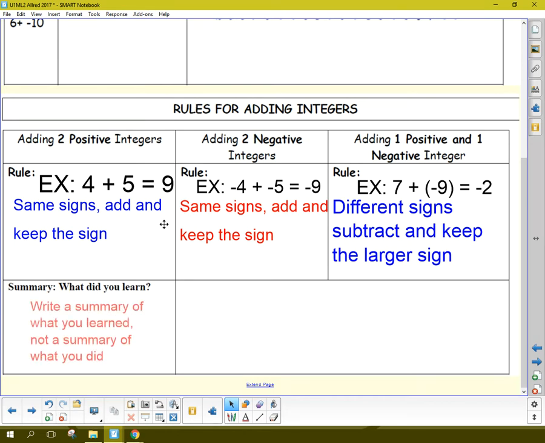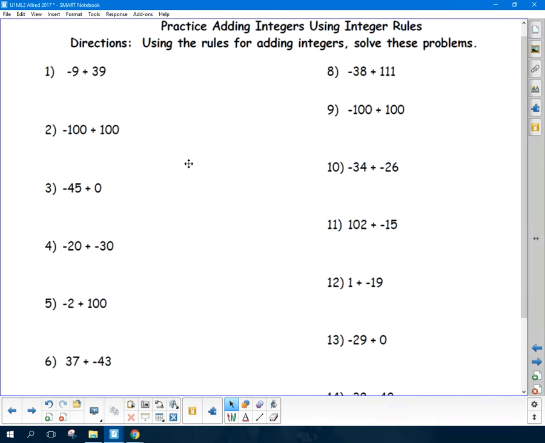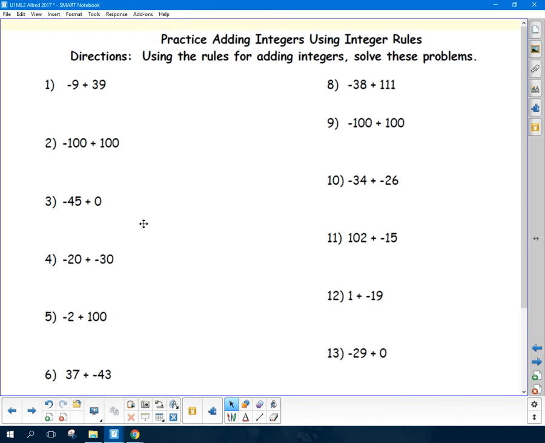What you're going to do now is write a summary of what you learned and not a summary of what you did. When you come to class tomorrow, we'll look at some of these other math problems on the back. Please don't do these tonight for homework. Please stop where we are.